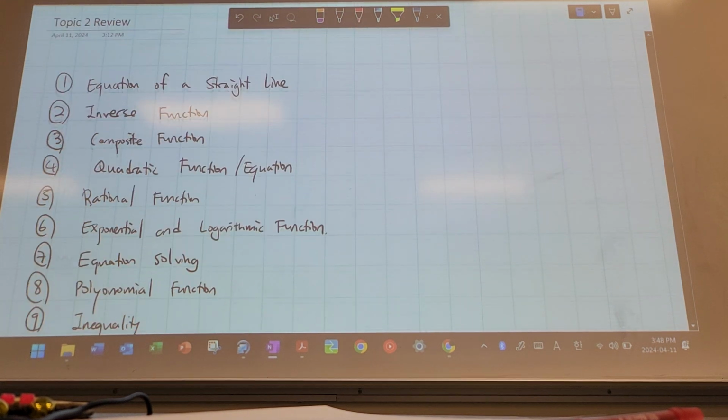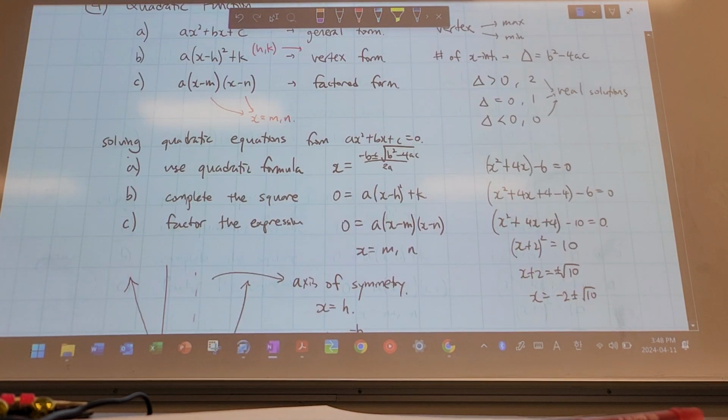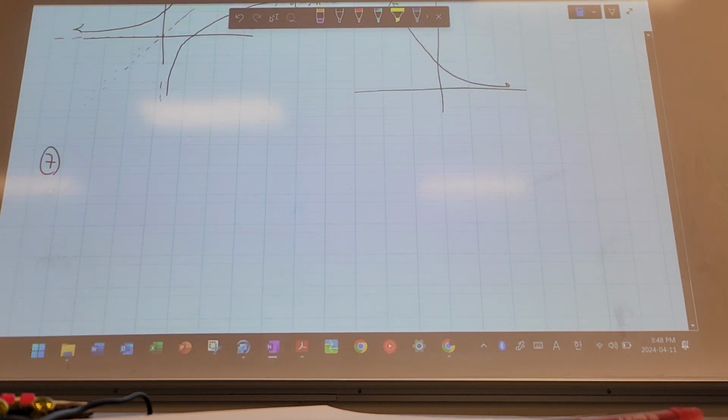Blasphemy. All right, number 7, equation solving. Another relatively easy one.